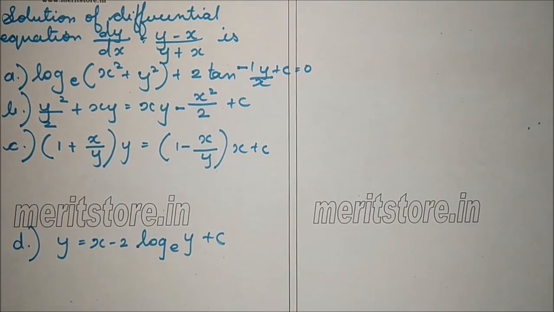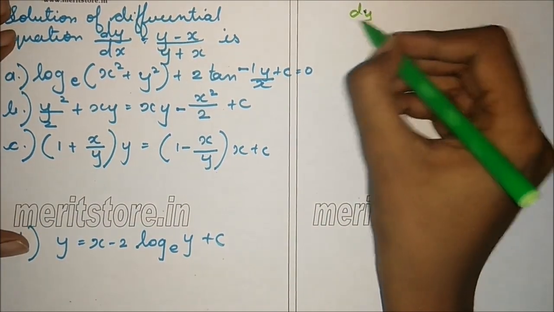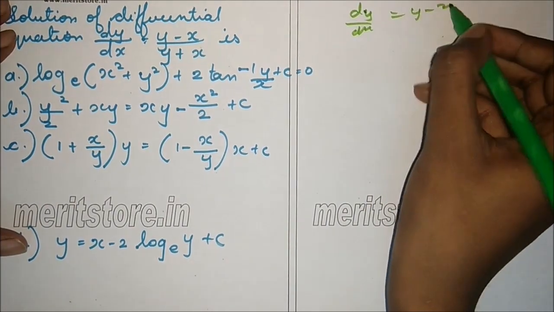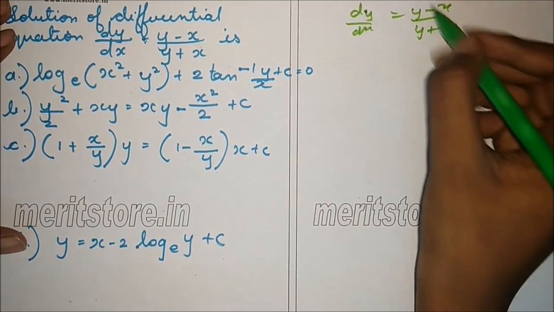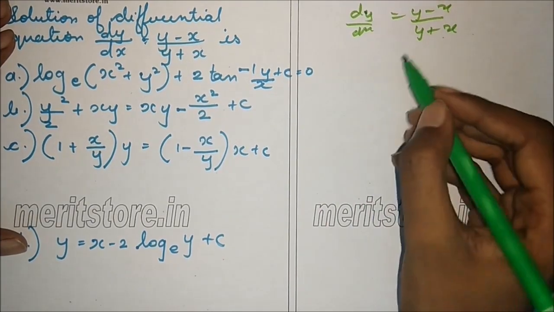Solution of the differential equation dy by dx equals y minus x upon y plus x is. So given differential equation is dy by dx equals y minus x upon y plus x. We are supposed to find the solution for this. So again this is an implicit function.